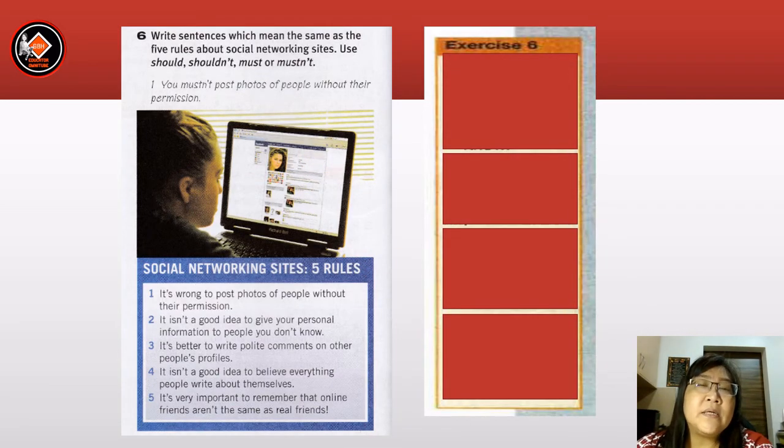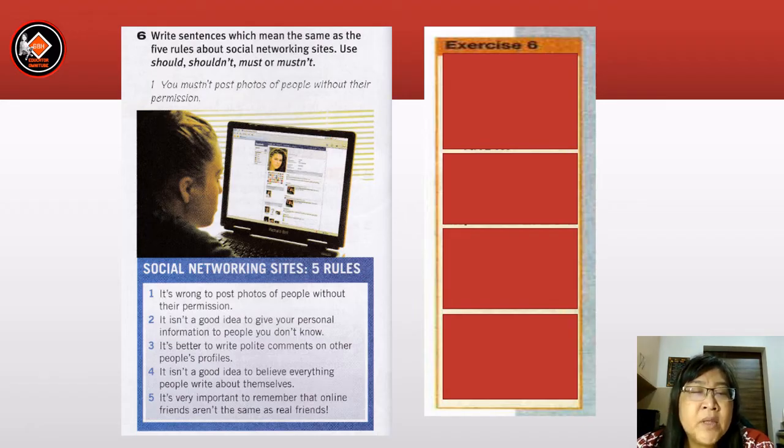Dear students, now write sentences which mean the same as the 5 rules about social networking sites. Use should, shouldn't, must or mustn't. For example, number 1, you mustn't post photos of people without their permission. Let's look at the rules. Social networking sites, 5 rules.